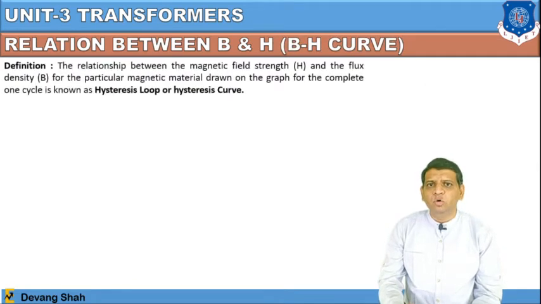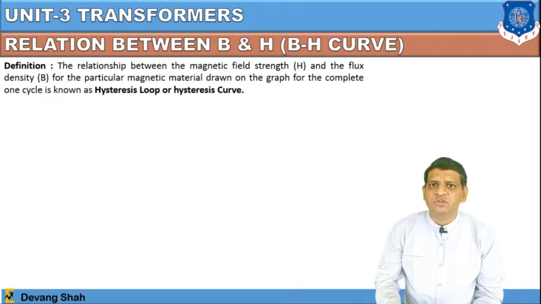So here we further look at the definition of the hysteresis loop or hysteresis curve. This we define as a BH curve, right? So let's discuss the definition of the BH curve. The relation between magnetic field strength H and the flux density B for a particular magnetic material, drawn on a graph for one complete cycle, is known as the hysteresis loop or hysteresis curve, right? So the BH curve is defined as the relationship of B and H for a complete full cycle, right?